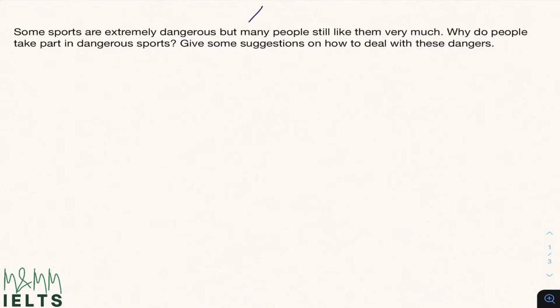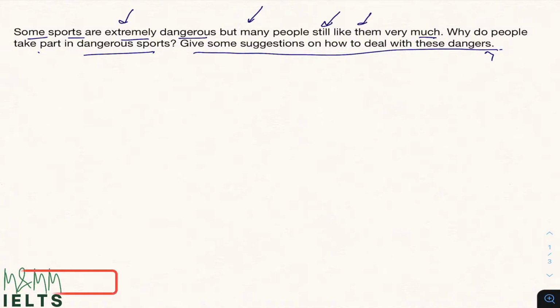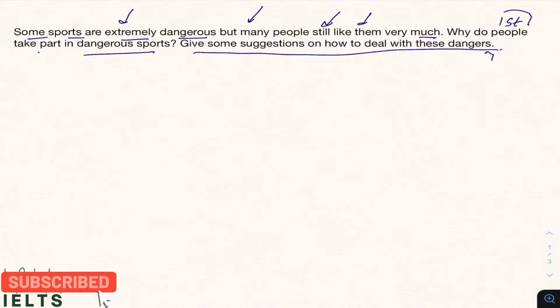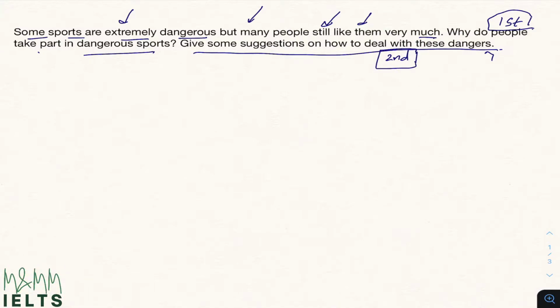Now, that's the question. It says some sports are extremely dangerous, but many people still like them very much. Why do people take part in dangerous sports? Give some suggestions on how to deal with these dangers. Right? So as you can see, they've given us a statement, which is my first sentence. Then they have asked me a first question, and then a second question. By looking at this, I can straight away identify that it's a direct question. They're not giving me a choice. They just want me to decide based on whatever I feel like.